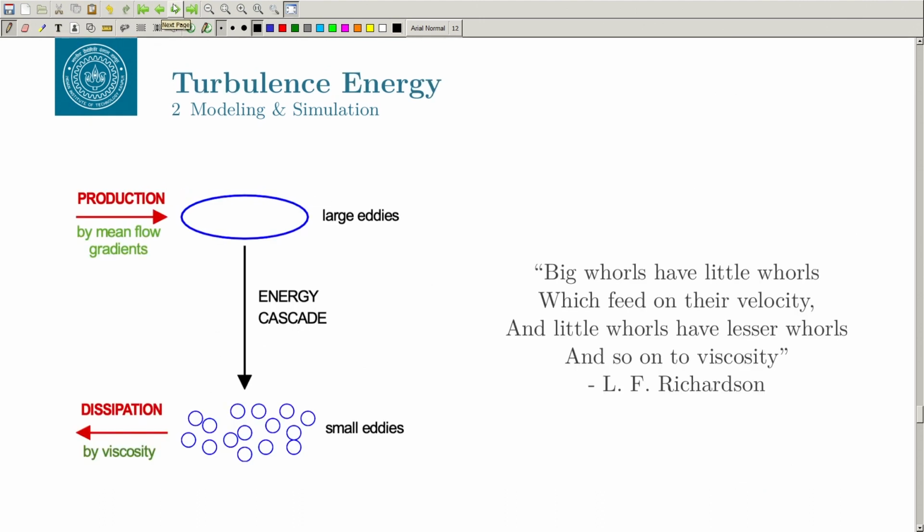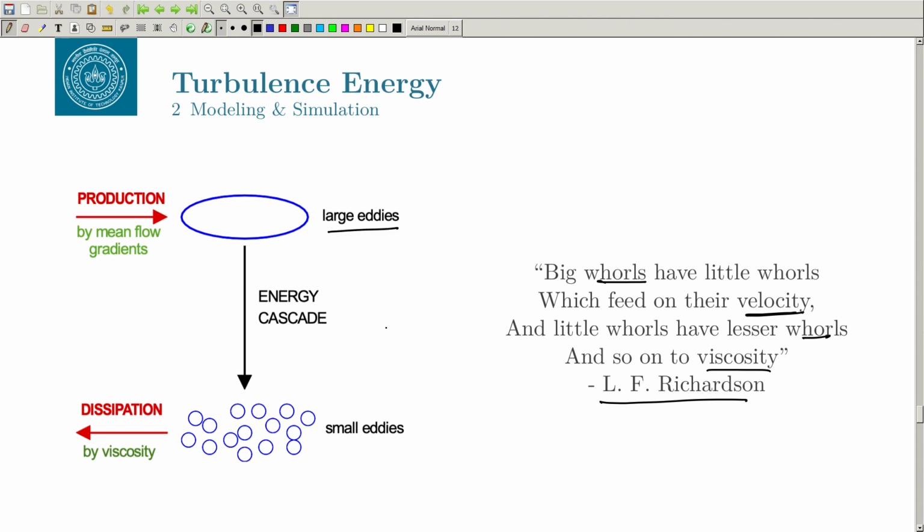So there is a very nice little poem by Richardson which talks about that. Big holes, you can think of them as the eddies, the big holes have little holes which feed on their velocity, because we get the energy from the mean flow, and the little holes have lesser holes, so on to the viscosity. Okay, so it goes on till the viscosity starts acting and it gets dissipated, and this is the energy cascade again represented in a different way.